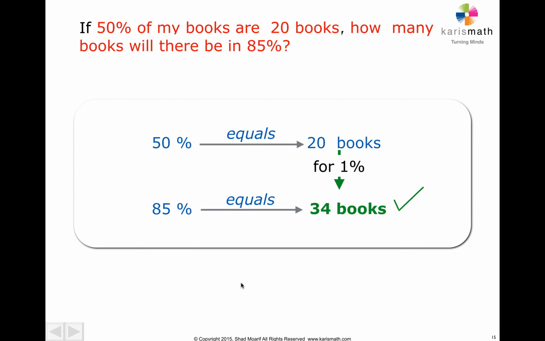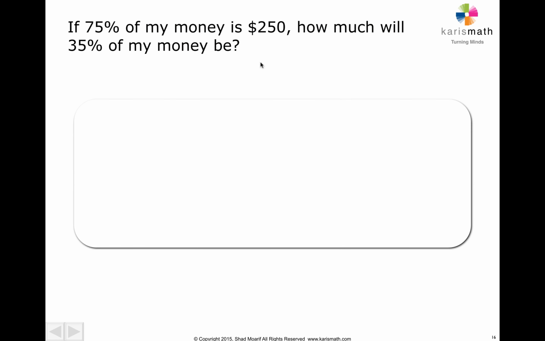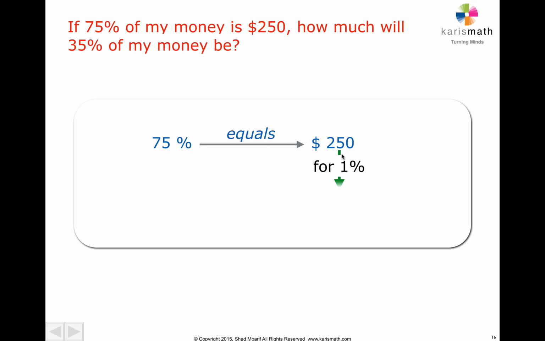Okay? Right. Here's a problem. You can do this. 75% of my money is $250. How much will 35% of my money be? So if you can figure out how much 1% will be, 75% is 250. So how much is 1%? It's 75 times less. So divided by 75%, that's for 1.